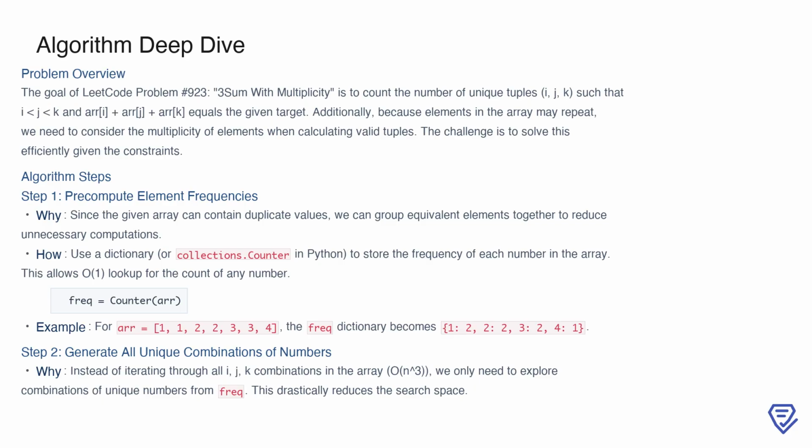Next, instead of iterating over all possible index triples, we generate combinations of unique numbers from the frequency dictionary.